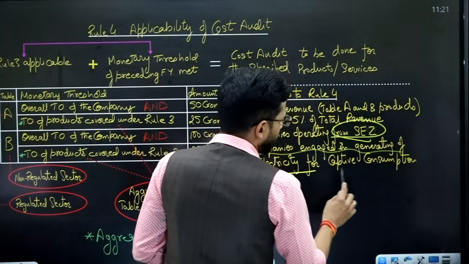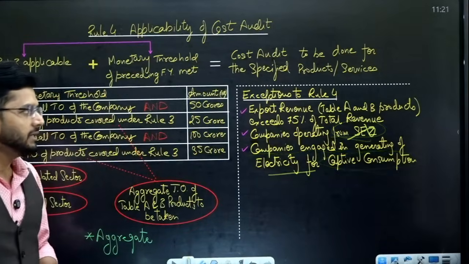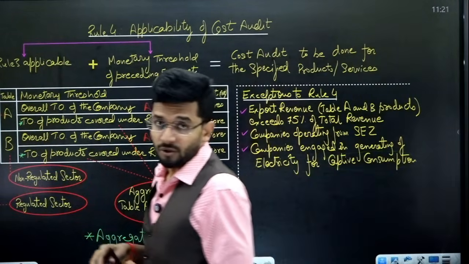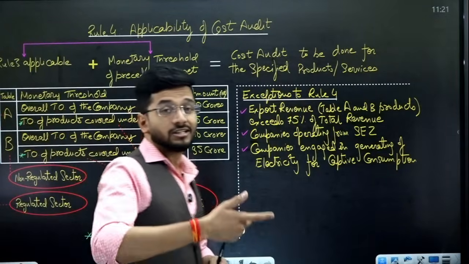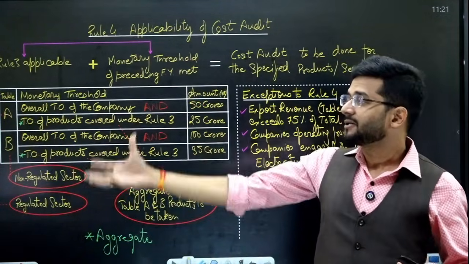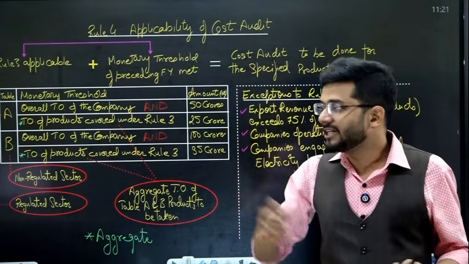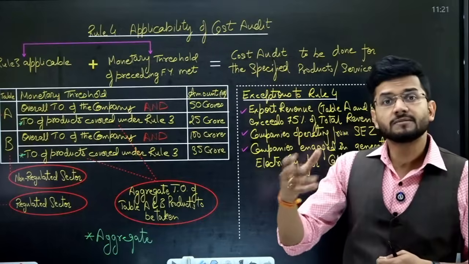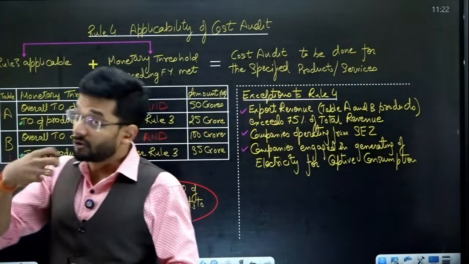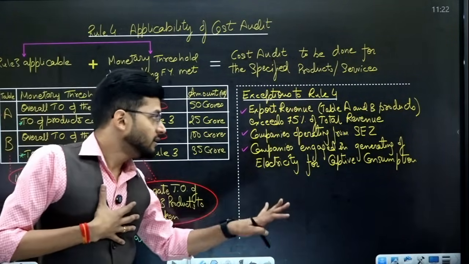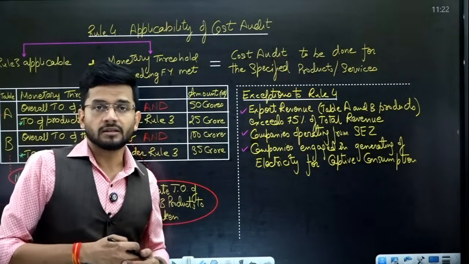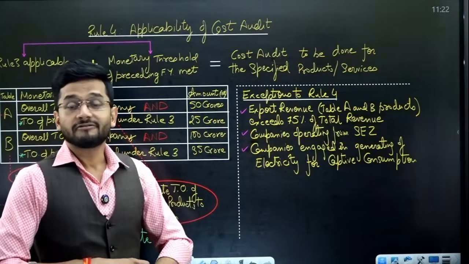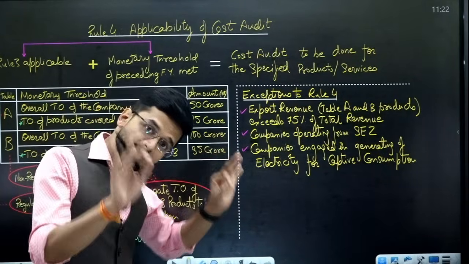Companies engaged in generating of electricity for captive consumption. If a company is engaged in generation of electricity for captive consumption, which means for its own use. So I have a big company over there, electricity connections are not there, so I have installed my own DG set, or I have my own area where electricity is being generated, but entirely for my own consumption only. Then I'm not required to conduct my cost audit for electricity generation. But if I'm producing anything else, then cost audit is applicable.